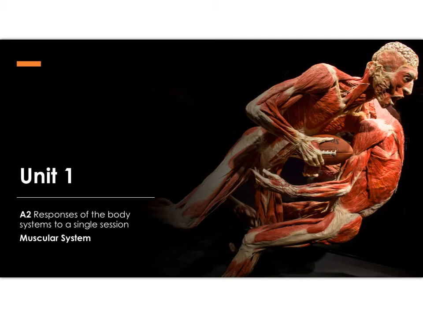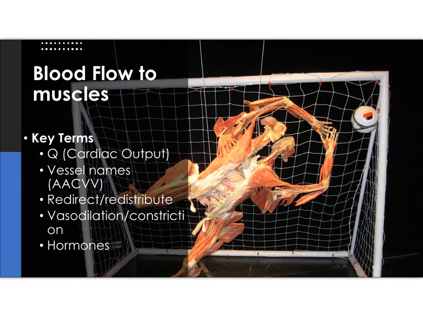Hi, this is video 2 of 3 for Unit 1, Responses of the Body System to a Single Bout of Exercise on the Muscular System, and we are looking at blood flow to muscles. You should have already listened to and watched muscle fibre recruitment. So we've got quite a few key terms to learn here, these are new ones.